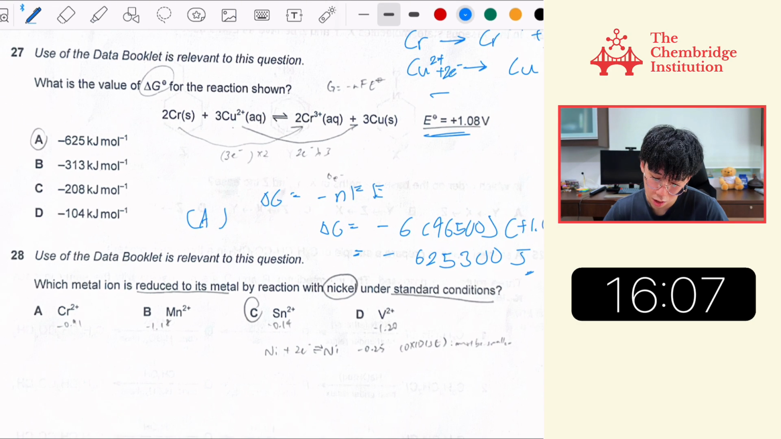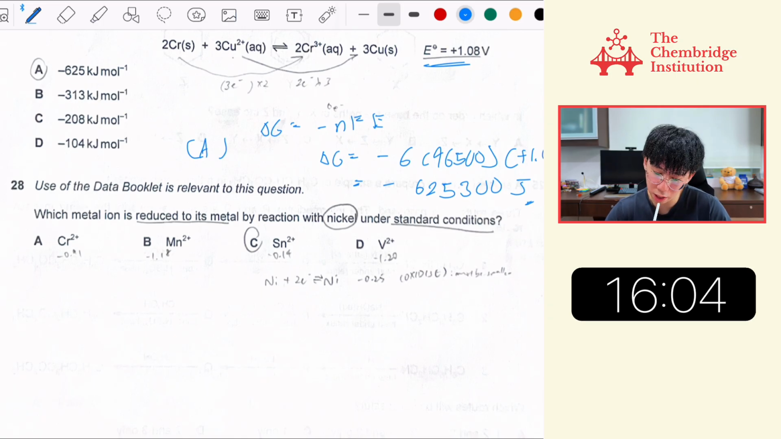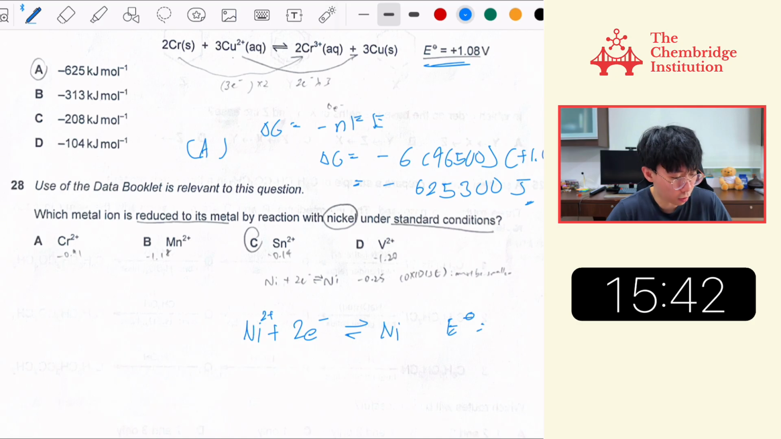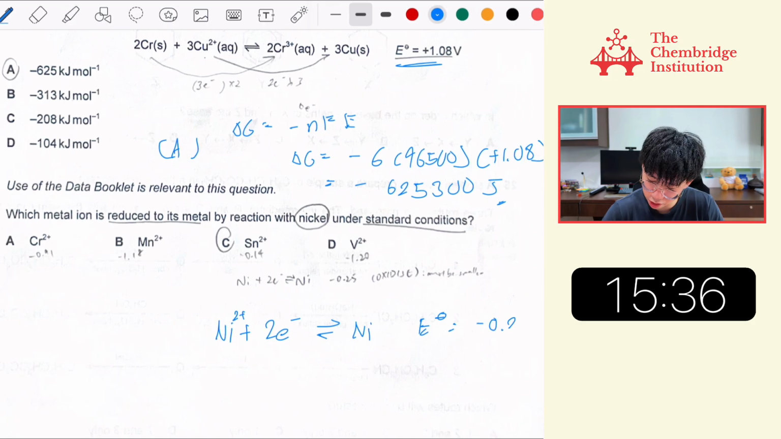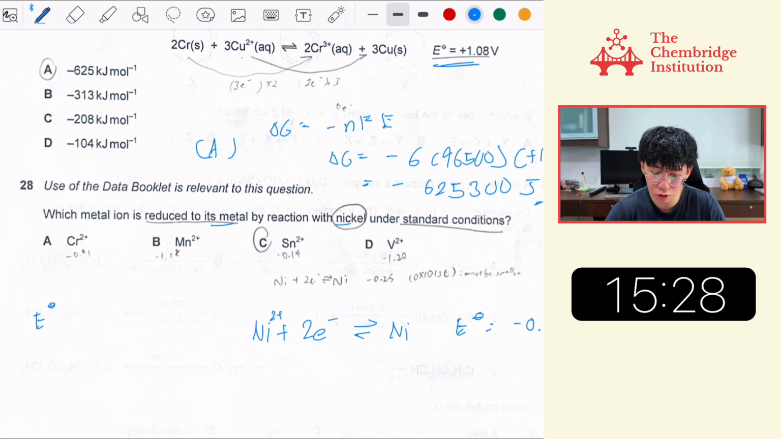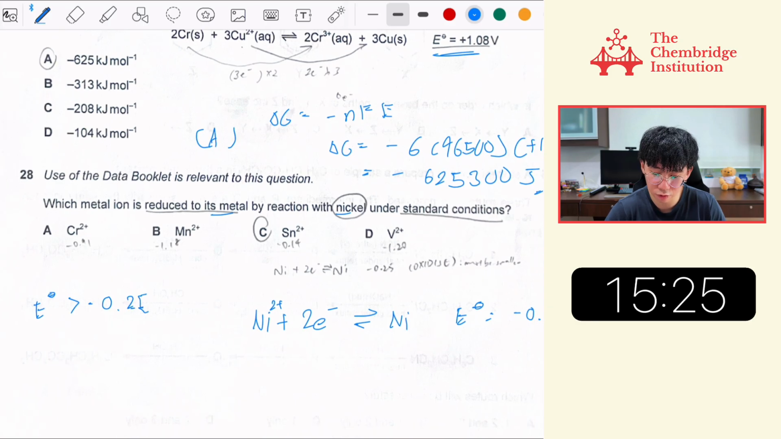Okay, next. Use of data booklet is relevant to this question. Which metal ion is reduced to its metal by reaction with nickel under standard conditions? Reduced to its metal by reaction with nickel. You have to think about the nickel reaction, right? This is just an E naught value of minus 0.25 V. So if it's reduced to its metal by reaction with nickel, that means you're looking for an E naught that is greater than negative 0.25 V, right?